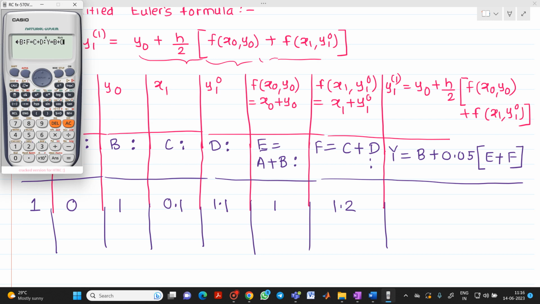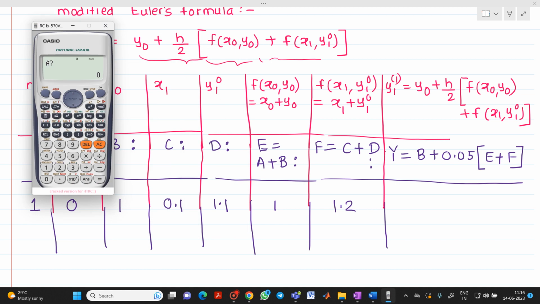So let me write it as 0.05 into bracket e plus f. So this will be e plus this will be f. So let me put the values again. What will be the value of a? A will be 0, b is 1, c is 0.1, d is 1.1.